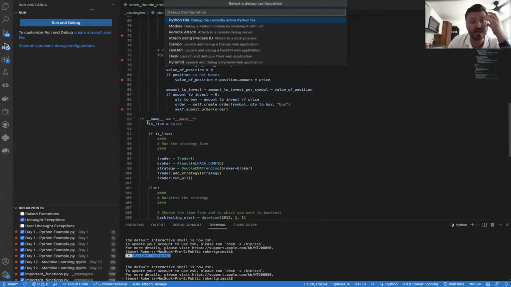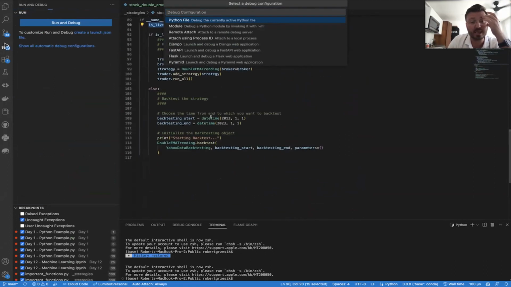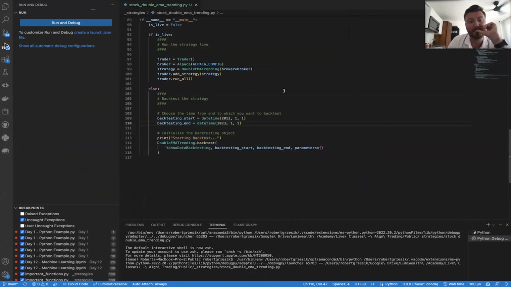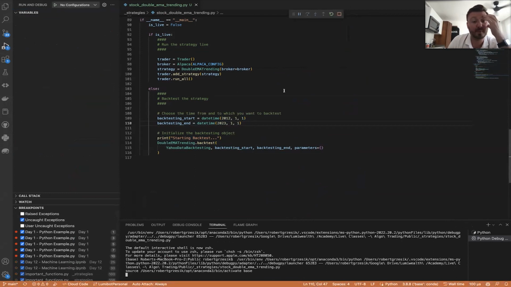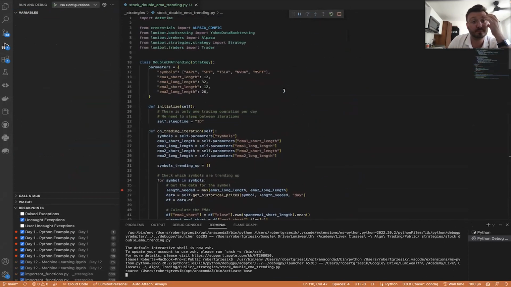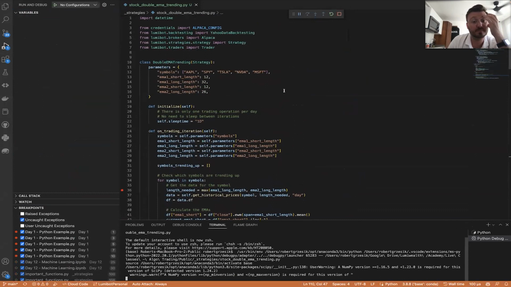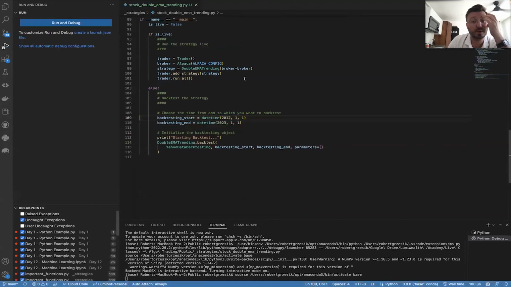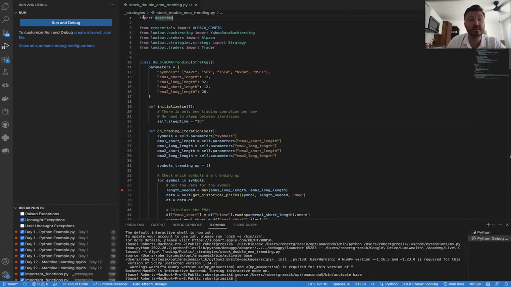First of all, I want to go down here, check is live is false. That's great. And then now we have this time period. Okay, that's good. So we're doing a backtest in this time period. All right, so let's run this. Module object is not callable. Okay, that's because we need to do this: from datetime import datetime.